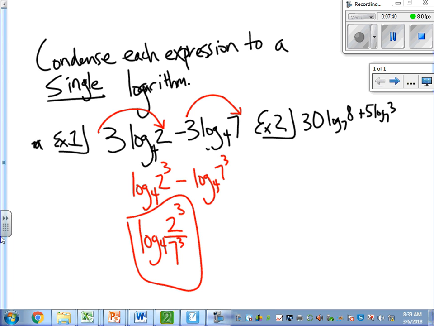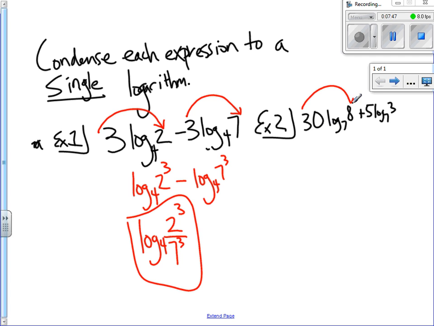Okay, the first thing we notice is we have numbers in front of the log, so we can slingshot those back up. That's using the power rule. So if I do that, now I'm going to have log base 7 of 8 to the 30th plus log base 7 of 3 to the 5th, right? So all I've done is taken that number in front of the log and I've slingshotted it back up.